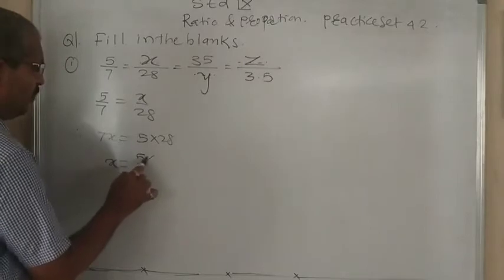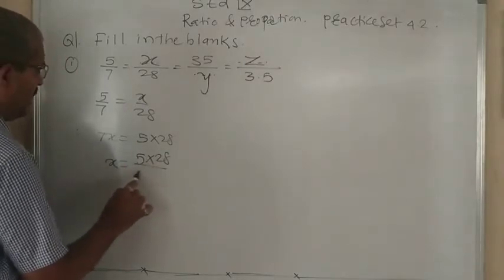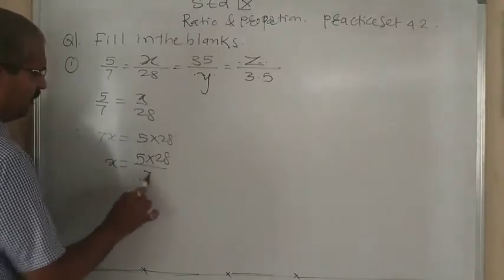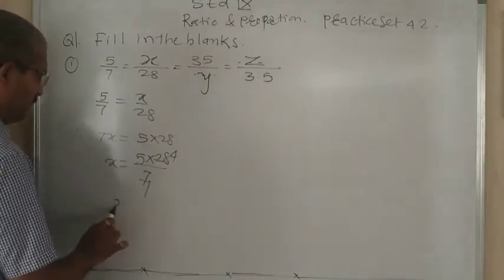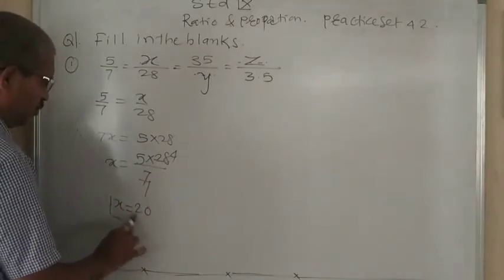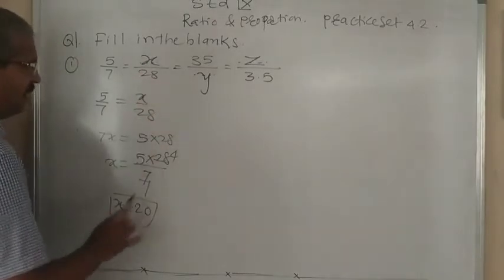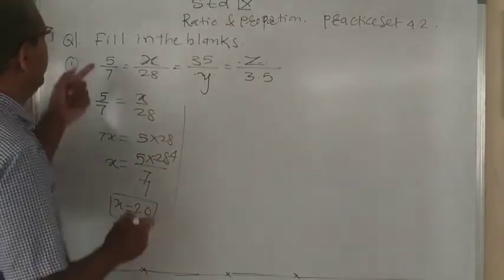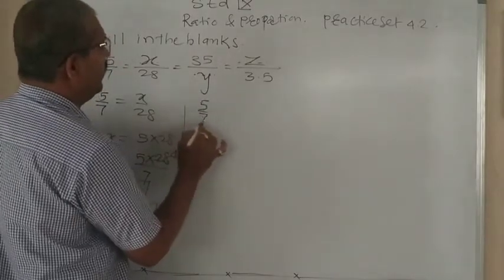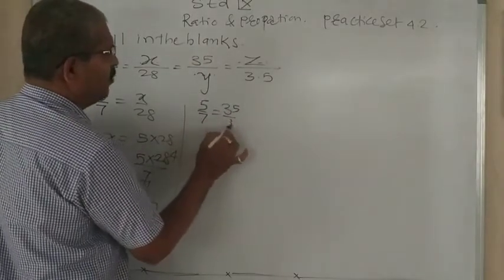Therefore x is equal to 5 into 28 divided by 7. Now 7 ones are 7, 7 fours are 28. Therefore x is equal to 20. Means in the place of x you will get 20. Now in a similar way, 5 upon 7 is equal to 35 upon y.